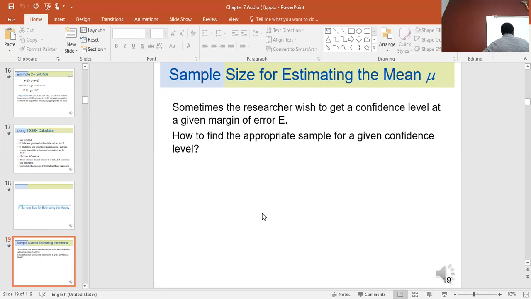Look at the margin of error, E equals Z alpha over 2 times sigma divided by square root of n. This sigma will not change. It's the standard deviation of the population, you cannot affect it. Z alpha over 2, you cannot affect it because you have a confidence level that will provide it. So if I give you this E, then square root of n will be Z alpha over 2 sigma over E. So n will be Z alpha over 2 sigma over E, squared.